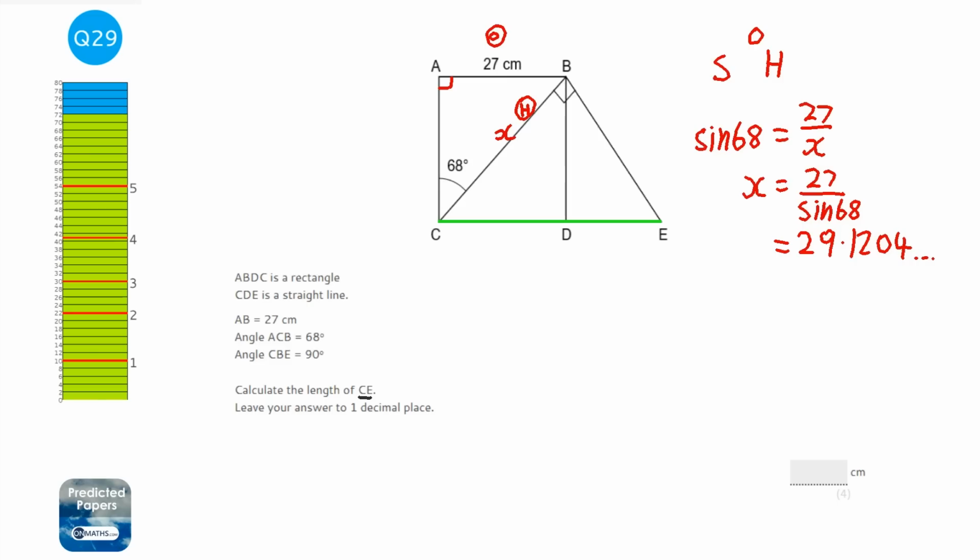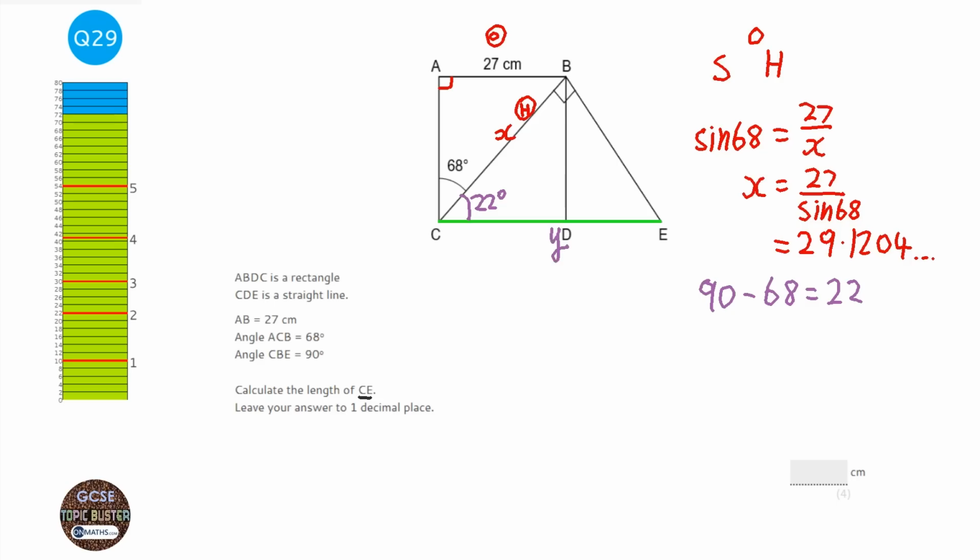So the next thing I need to do is work out CE. Now I'll need this angle here, which actually I can just take away 68 from 90 because it's a rectangle, the whole thing will be 90 degrees. So I'm just doing 90 take away 68, which is 22. So that's 22 degrees. Now I'm looking for this one, so CE.